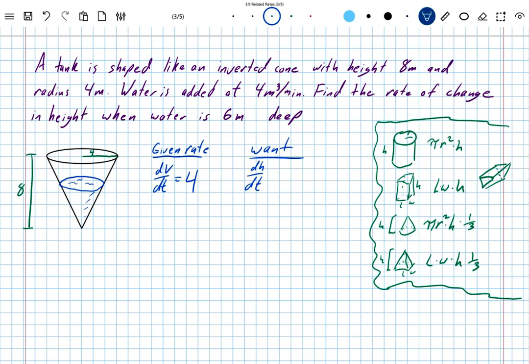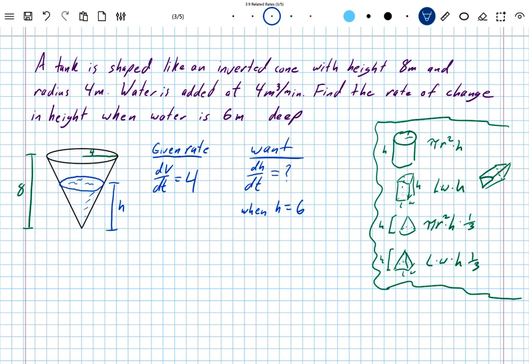Now that 8 isn't changing. The vessel here, this tank, is not changing shape. What's changing is how deep this water is. So this is our H. Very cool. All right. So we want dH/dt. And it says when the water is 6 meters deep, what do I do with that other 6? Well, that is telling us when we care about this dH/dt. So when H equals 6.